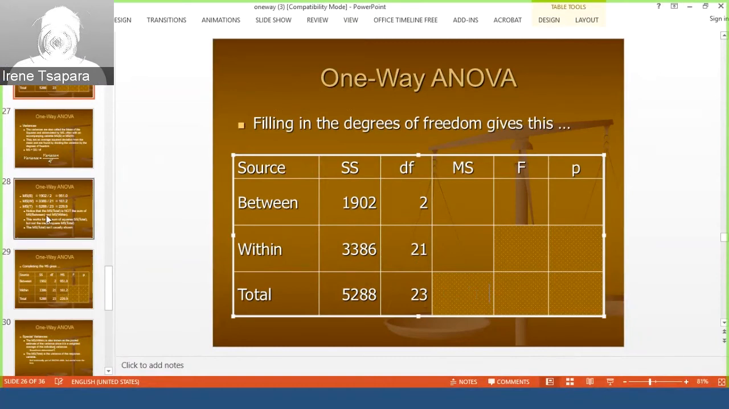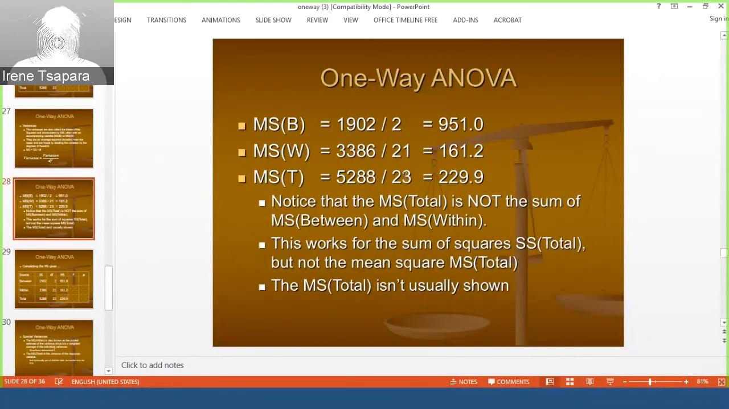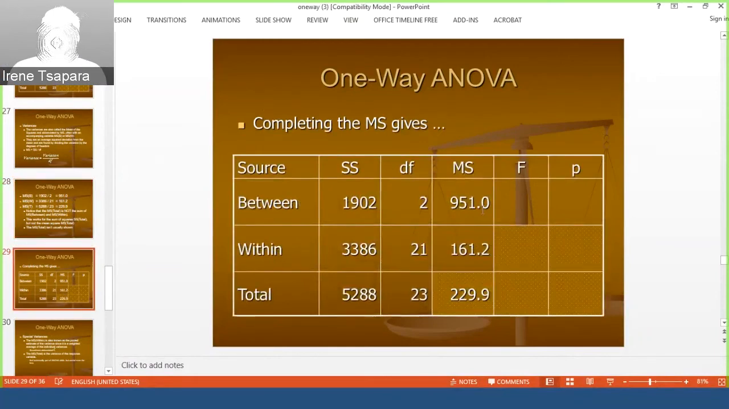How do we do it? We calculate them and we divide by the degrees of freedom. The result is going to be 951, 161, and 229.9. As you can see, 229.9 is not the sum of them.